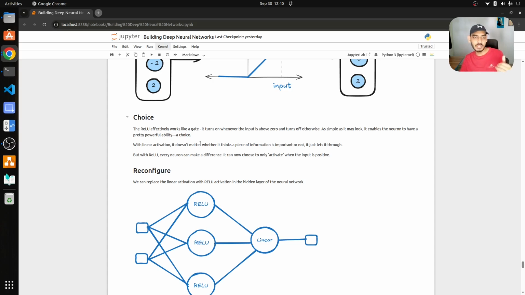With linear activation, it doesn't matter whether it thinks a piece of information is important or not, it just lets it through. But with ReLU, every neuron can make a difference. It can now choose to only activate when the input is positive.